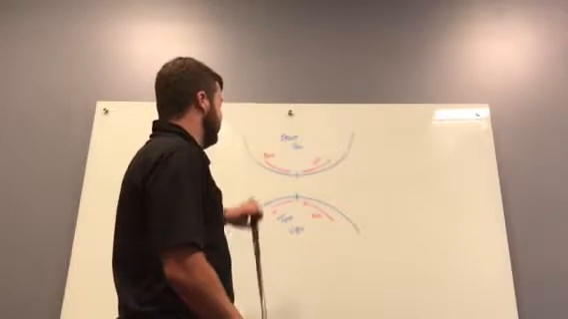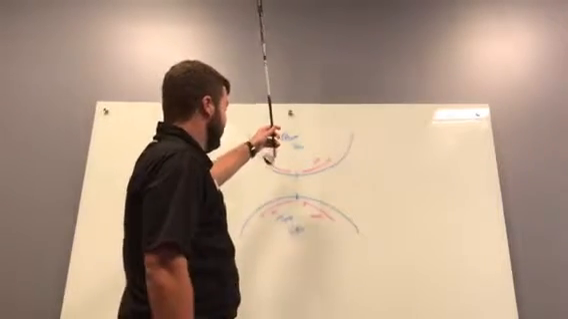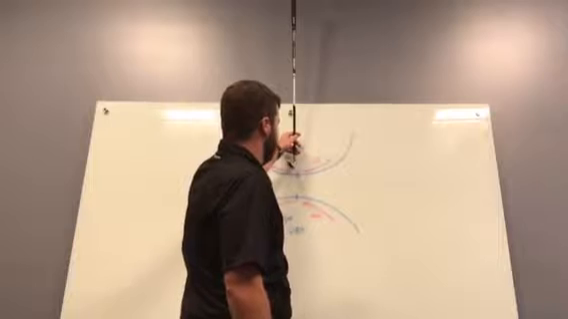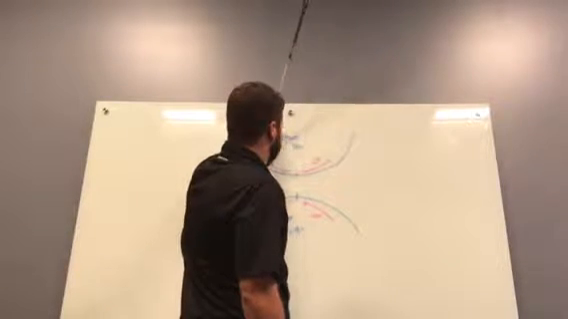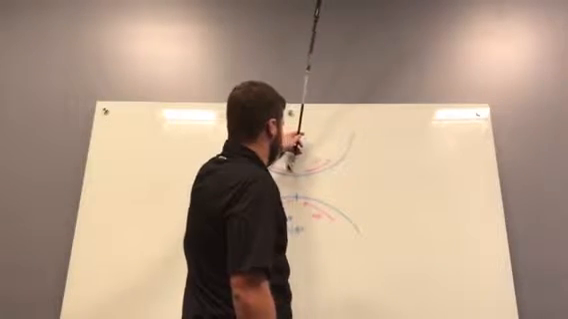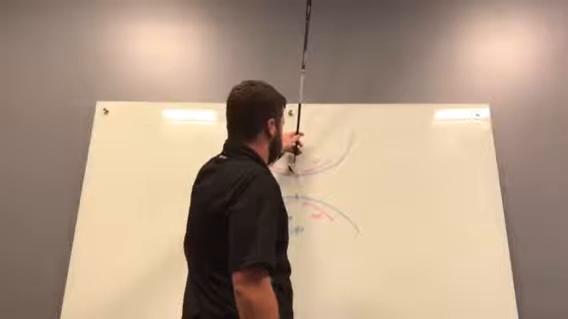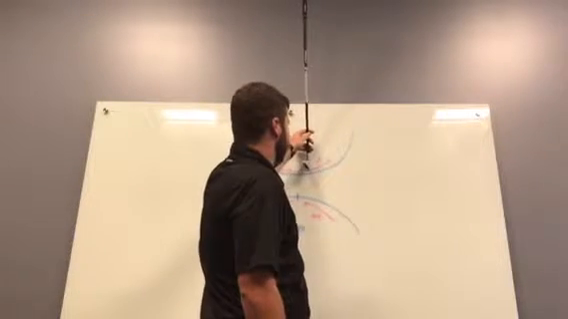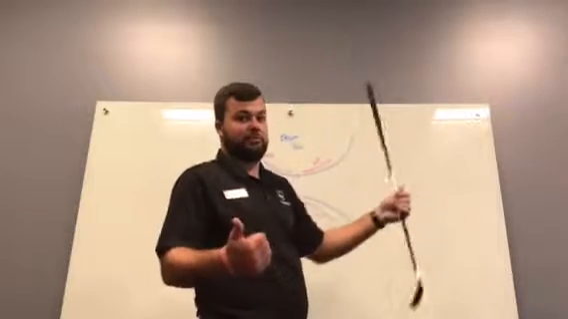So basically what D-plane says is that there's going to be a low point here in every swing. There's going to be a low point. Anything before that low point, the club is going to be moving downwards. Once it reaches that low point, anything after that low point, the club is going to be moving upwards. Pretty easy to understand.